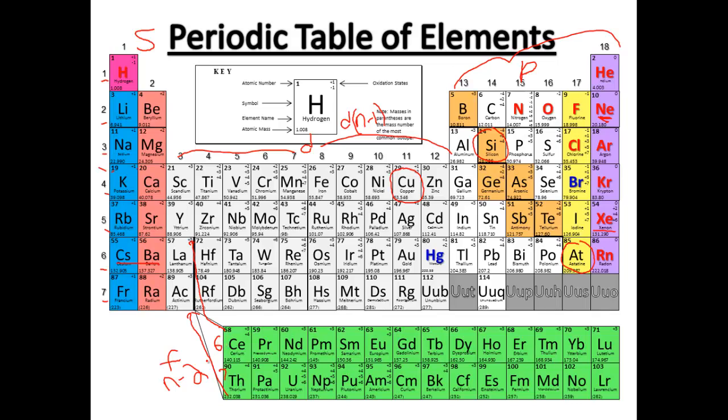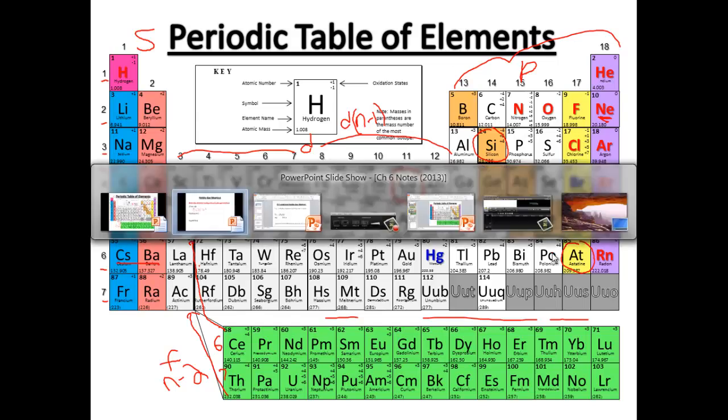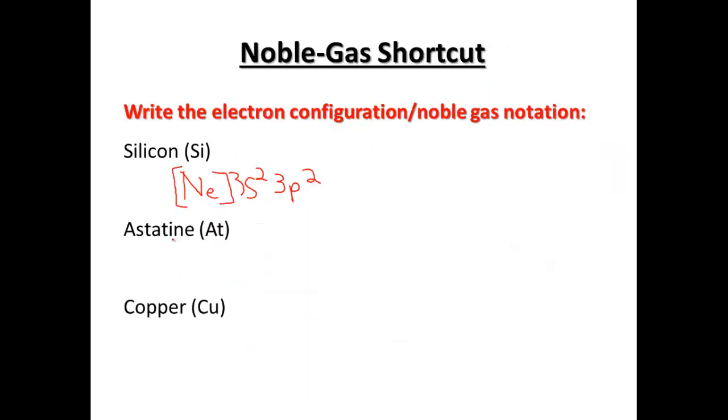But instead of 6f, it's n minus 2, which is 4. So we move through the 4f, all 14 of the f elements. And then we're back up into the 5d, n minus 1. So this will be our 5d, moving through all 10 of the d elements. And then back to the 6p. 1, 2, 3, 4, 5. So 6p5.